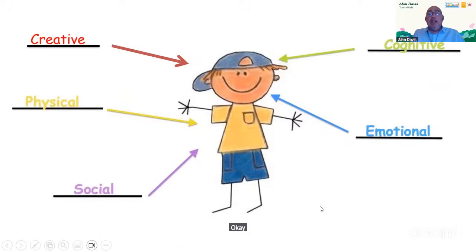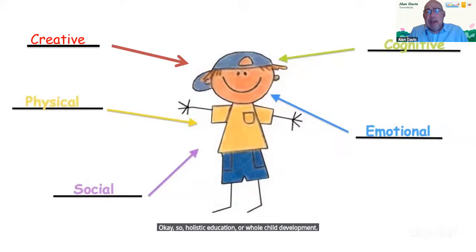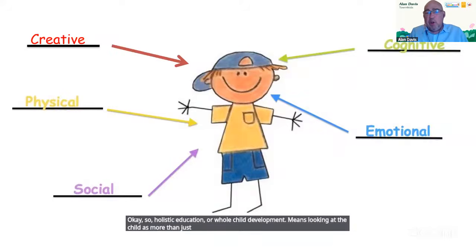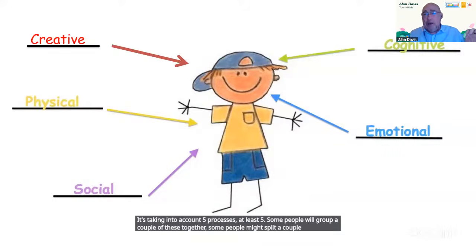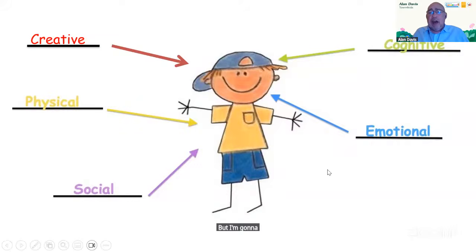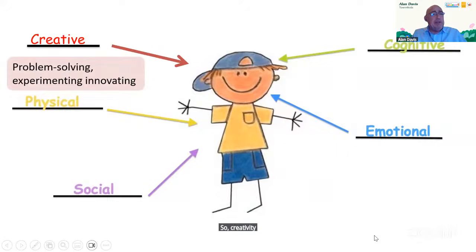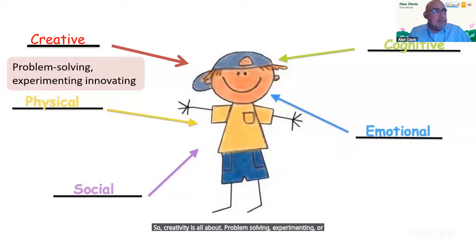Okay, so holistic education or whole child development means looking at the child as more than just someone who can fill out worksheets. It's taking into account at least five processes. Some people will group a couple of these together, some might split a couple apart, but I'm going to look at it in five components. Firstly is the creative aspect. Creativity is all about problem solving, experimenting, or innovating.